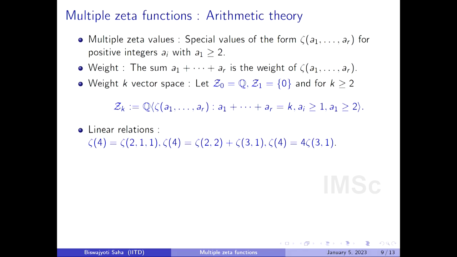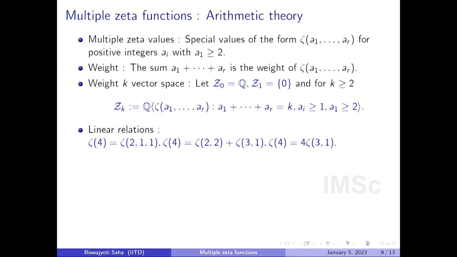And once we have this setup, one can define, as I said, I would like to do linear algebra. So we can actually define certain vector spaces over Q, let's say. The weight 0 space is just Q, the weight 1 space is 0, and the weight K space is the space generated by all the multiple zeta values of weight K.